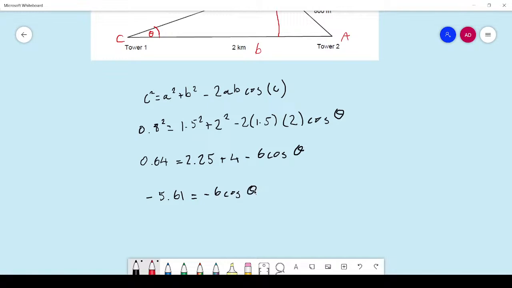this. And now last thing we can just divide by negative 6. So negative 5.61 divided by negative 6. I'll just use my calculator.